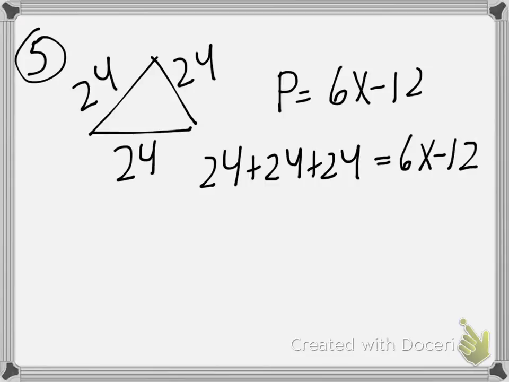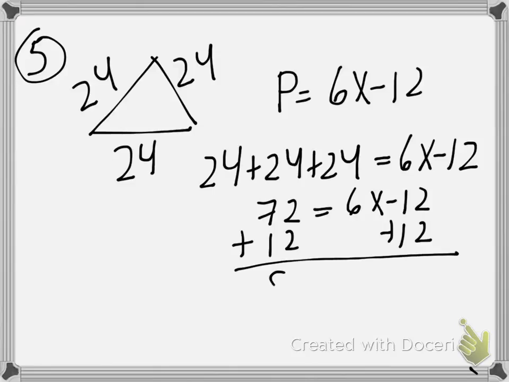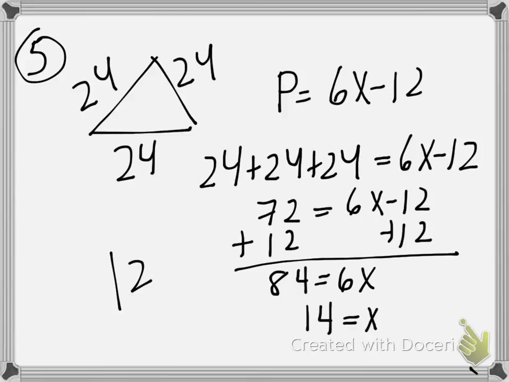So you could either do 24 plus 24 plus 24, or you could just do 24 times 3, whatever you prefer. But if we add them, we'll get 72. Add 12 to both sides. And then divide by 6. So we get x equals 14, and that was choice 2.